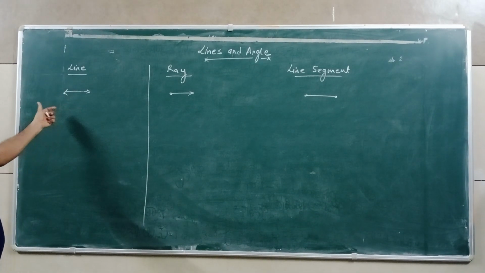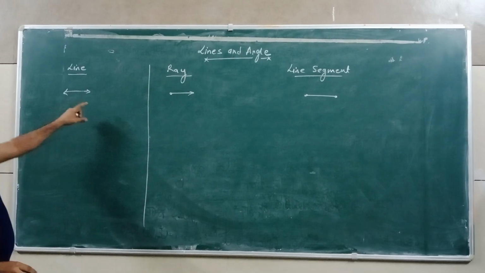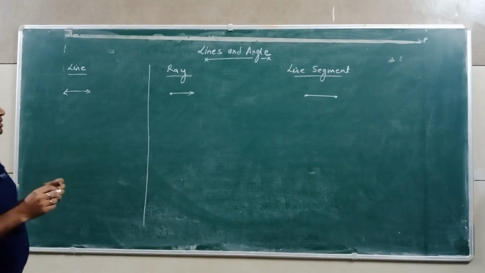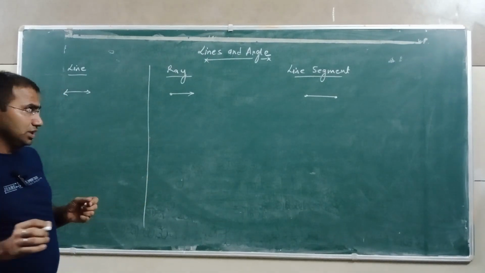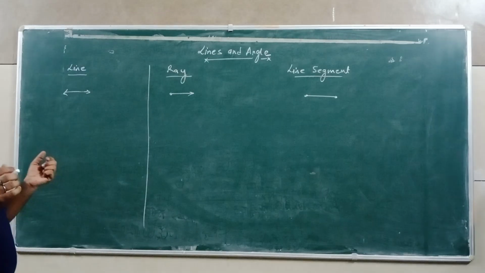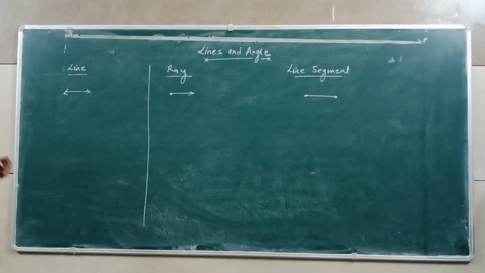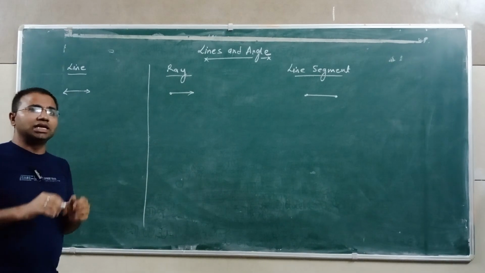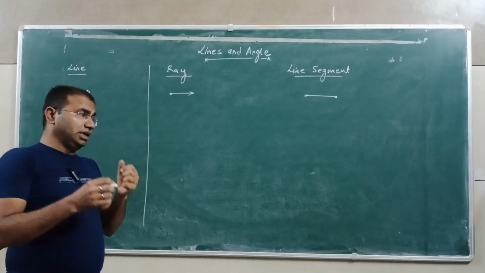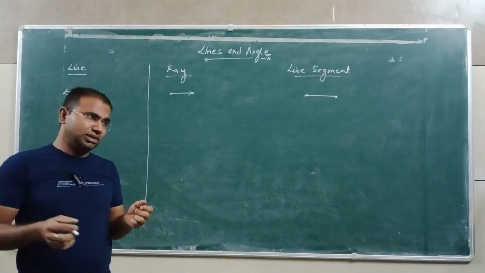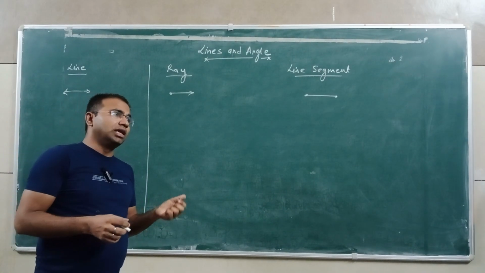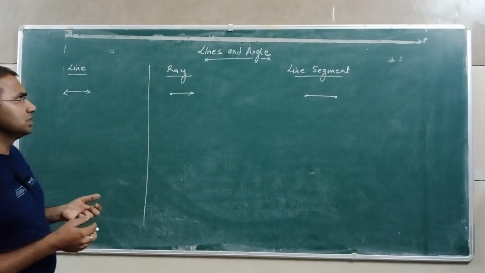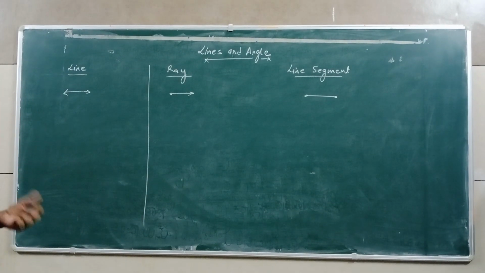In the figure of a line, two arrows are there on both sides. Arrow indicates that it will extend from both sides, which means you can produce it infinitely. If it extends from both sides, there will be no end point, and if there is no end point, then you can't measure this. If you can't measure this, then its length will be indefinite.